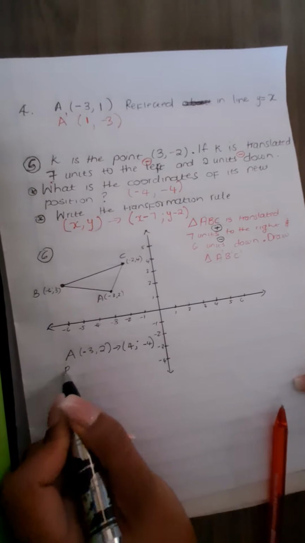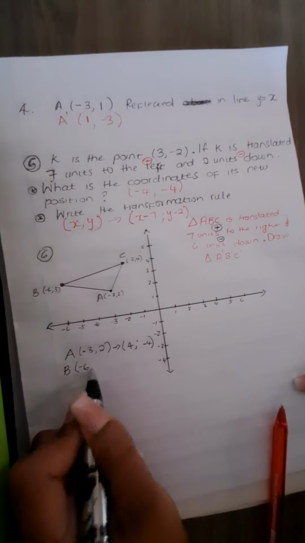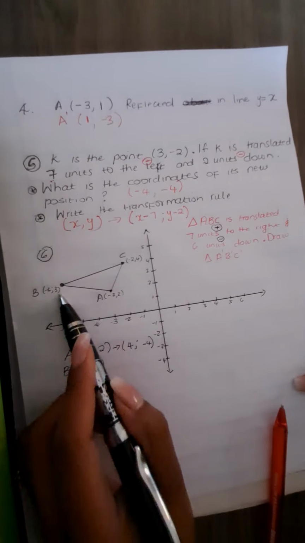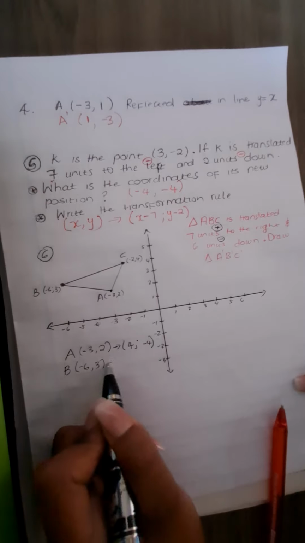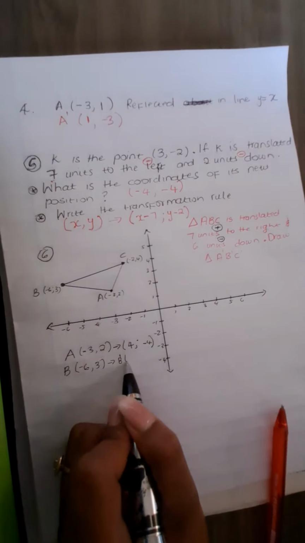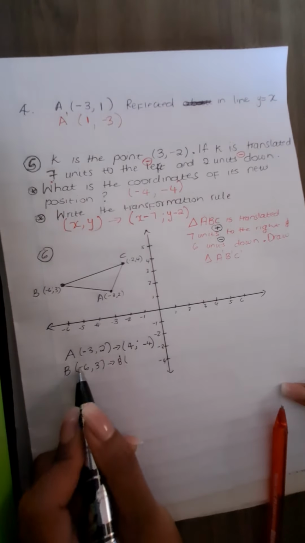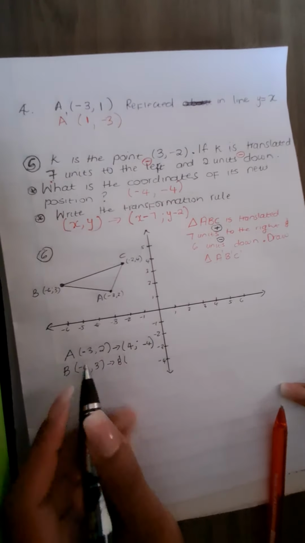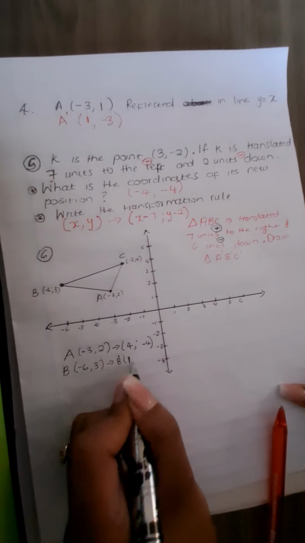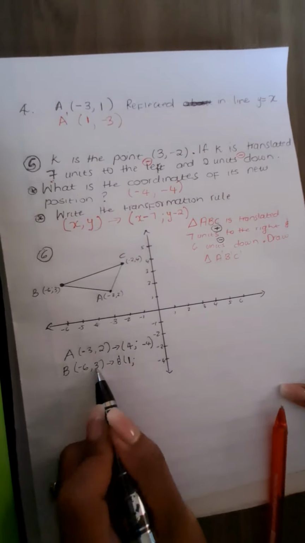And then for B, our original coordinates for B, it is -6 and +3. And then if we are translating B 7 units to the right, so we are checking here, -6 plus 7, we are getting +1. And then 6 units down, 3 minus 6 is -3.